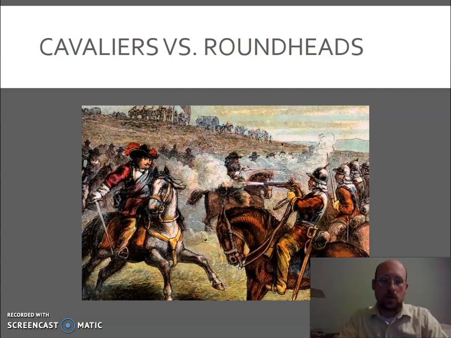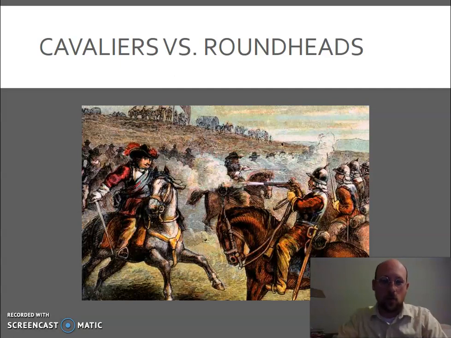The two armies that fought here were nicknamed the Cavaliers, so called because they were knights, mostly royalists, nobility who backed the king, and the Roundheads, the Puritan army, because their helmets were round. There were lots of battles.